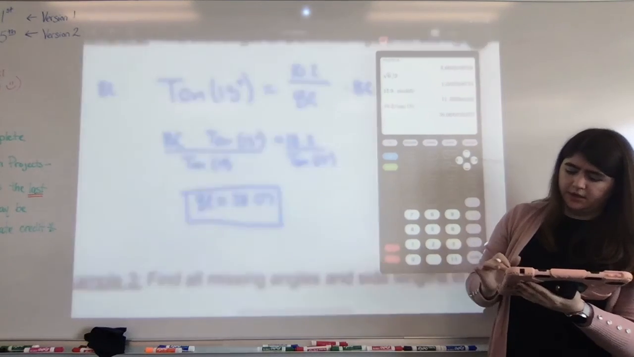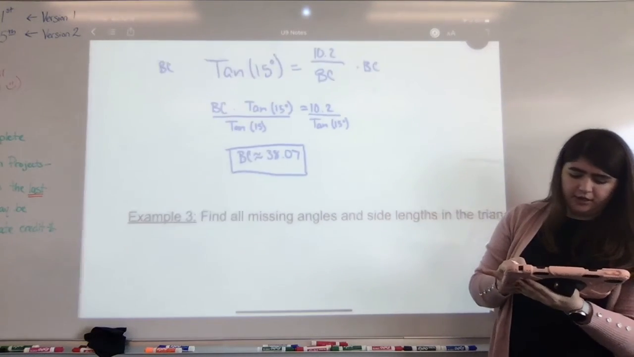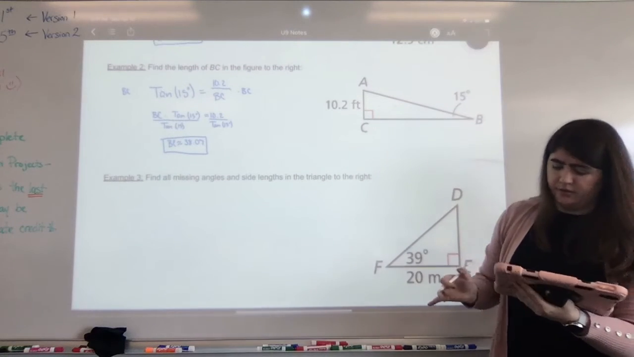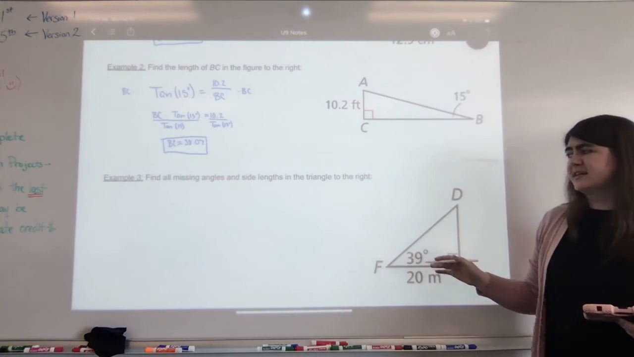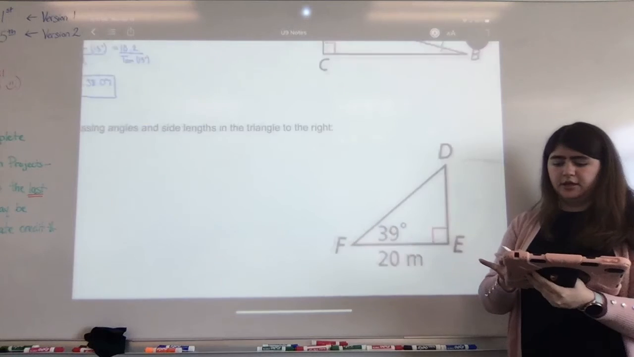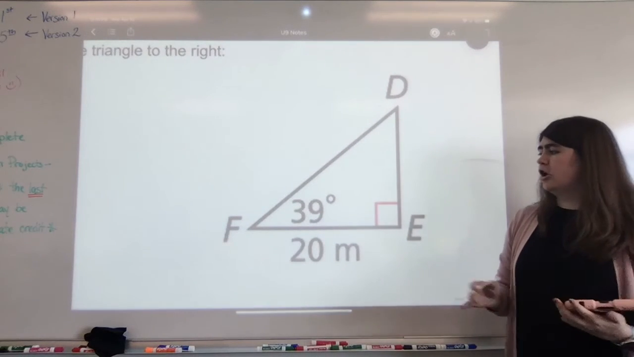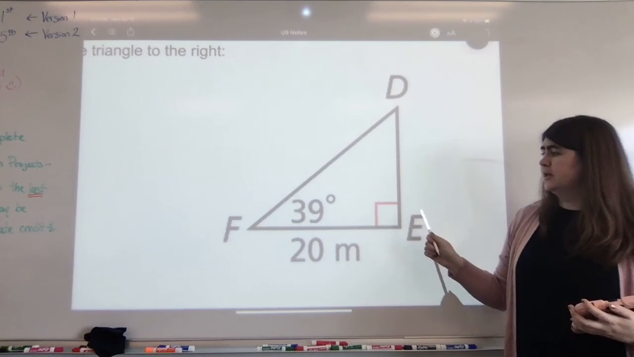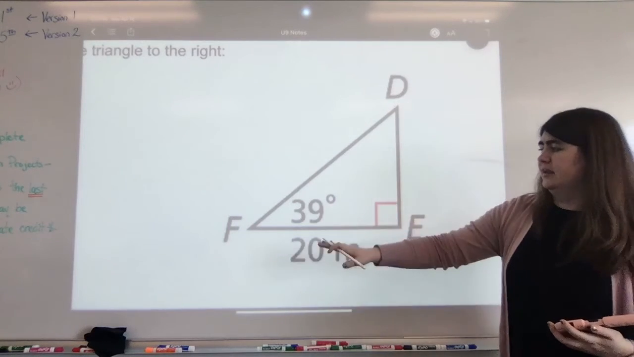All right, I'm going to close my calculator again. Let's take a look at example 3. Example 3 says to find all missing angles and side lengths. So let's take a look at this triangle here. If we're trying to find all missing side lengths and angles, we need both DE and FD.